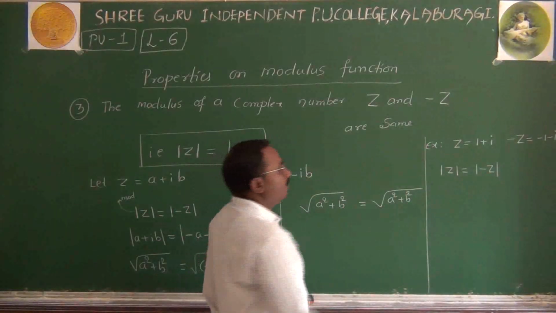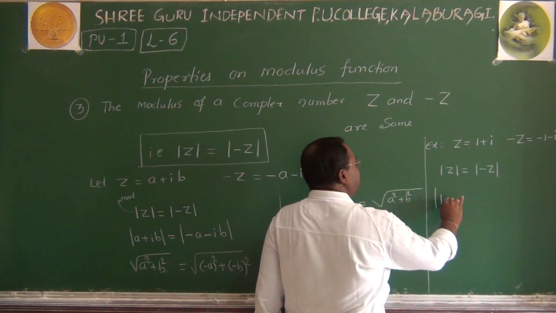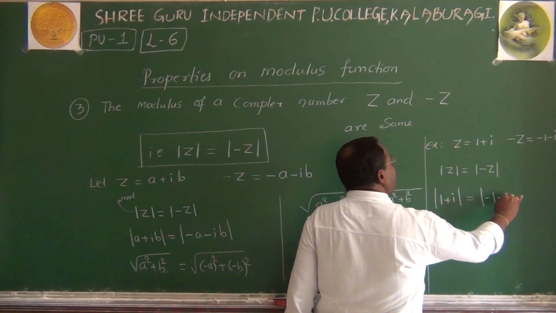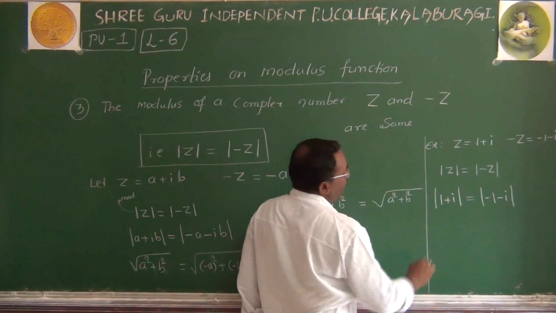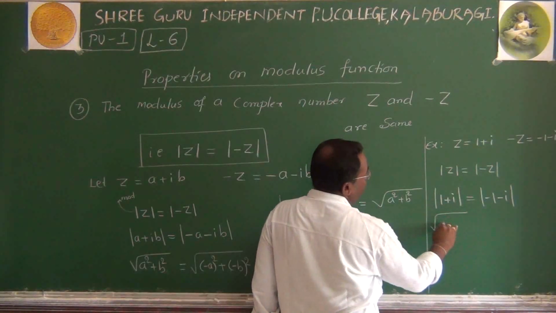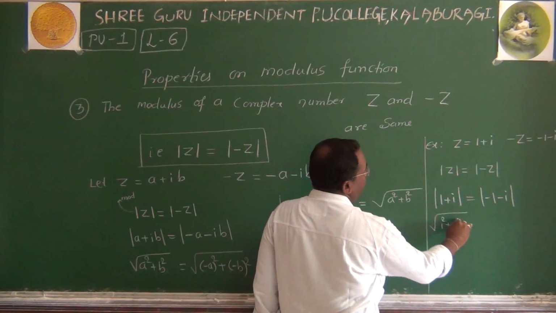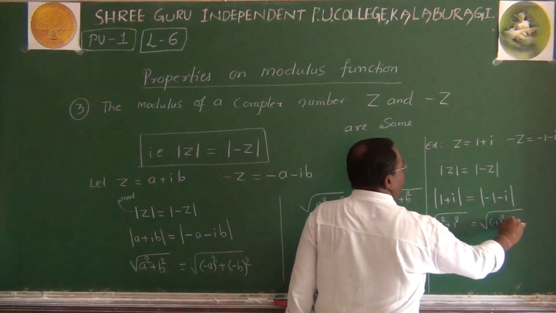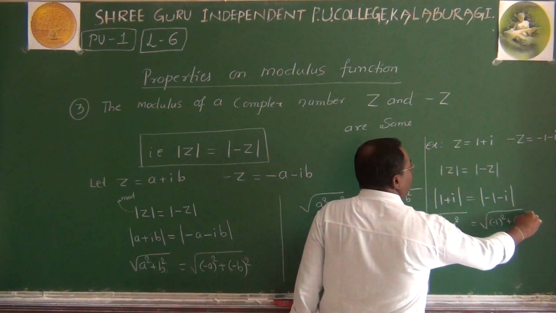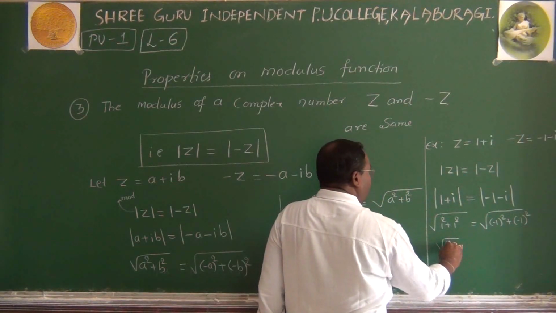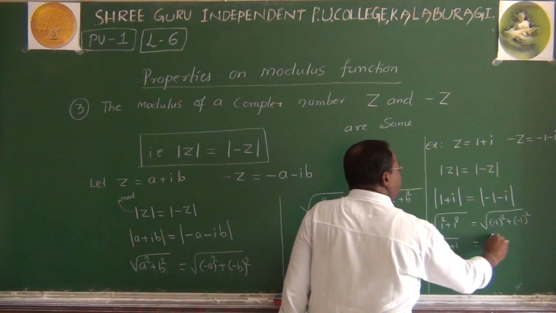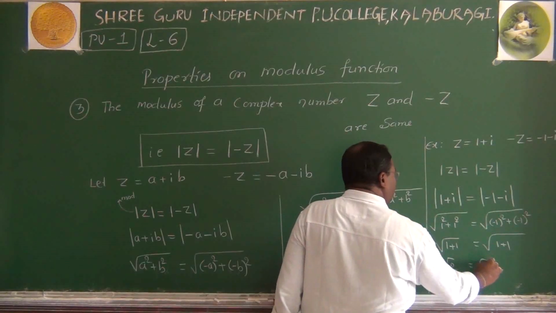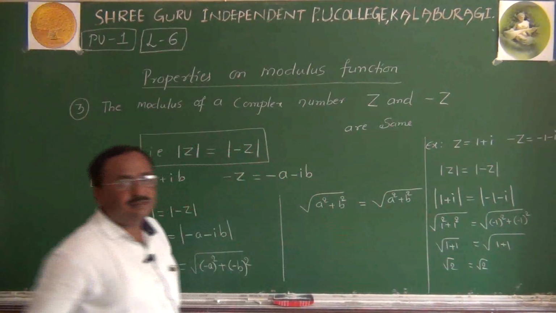Modulus of 1 plus i is equal to modulus of minus 1 minus i. The modulus definition is real part square plus imaginary part square. A negative square is always positive. That is root 2, so both are the same.